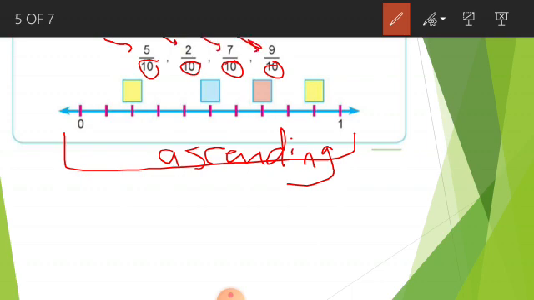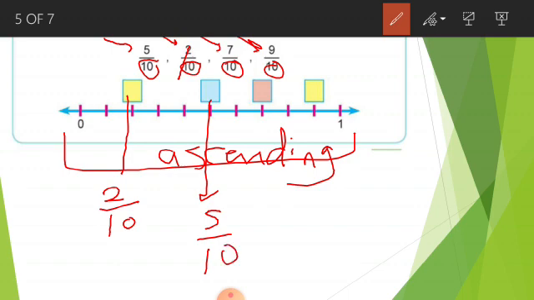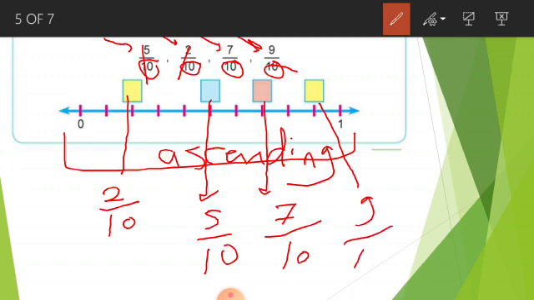Where is the smallest one? 2 over 10, 2 tenths. The next one is 5 tenths. The rest will remain, 7 and 9. Where is the smallest one? 7 over 10. Here the last one is 9 over 10. Okay.